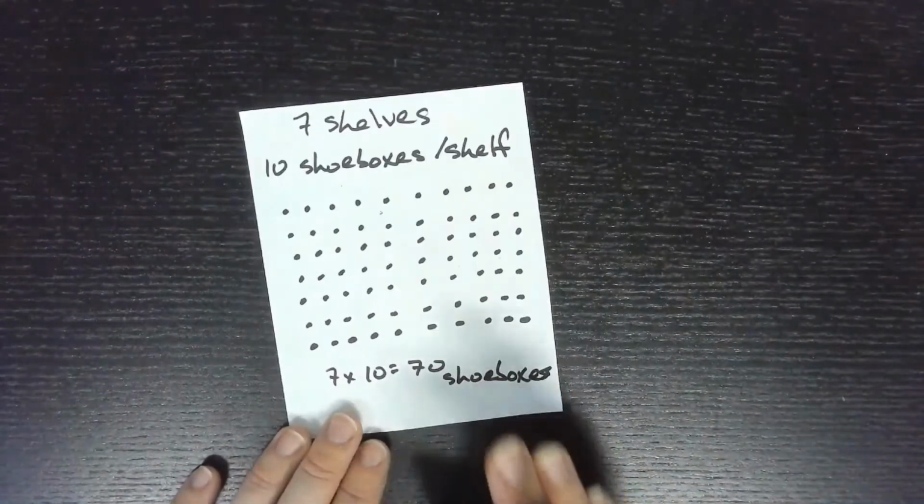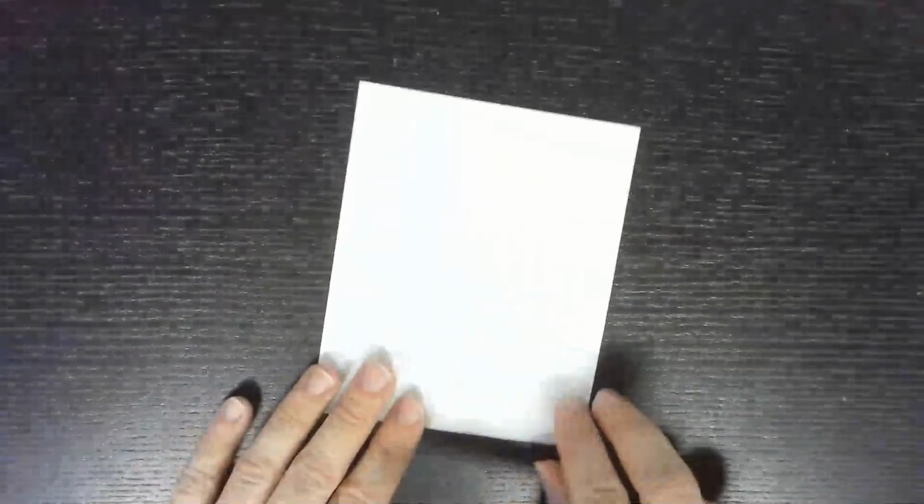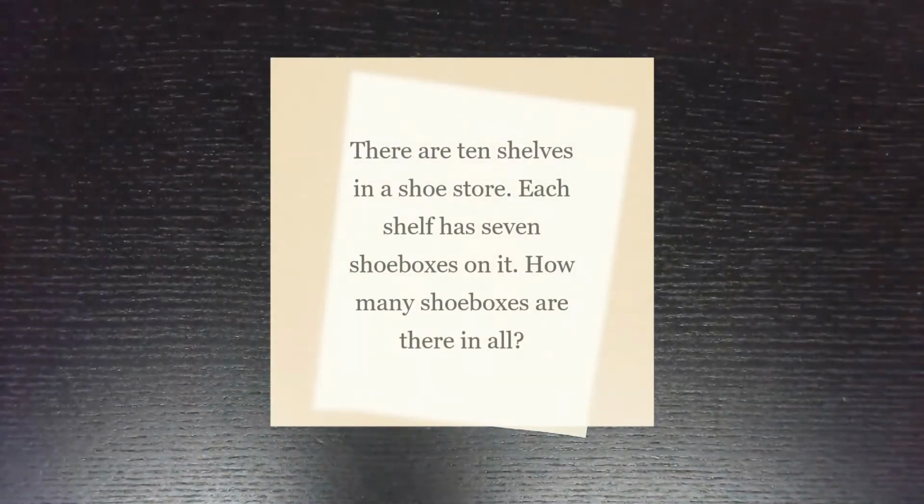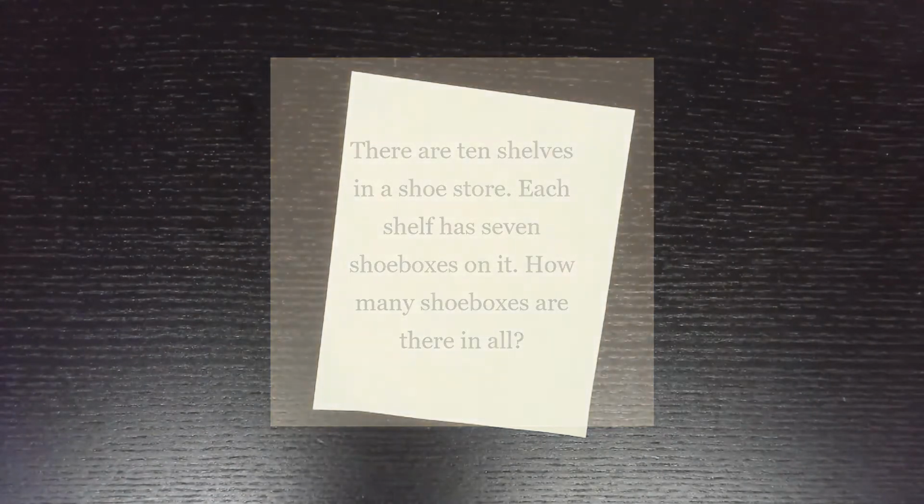Now we're going to solve a related problem on another piece of paper. And this problem is still about shelves and shoe boxes, but listen carefully because something in this problem is different. There are 10 shelves in the shoe store. Each shelf has 7 boxes on it. How many shoe boxes are there in all? What did you notice about this problem?